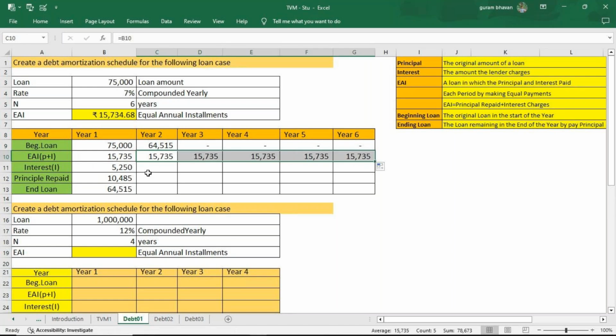It is done. Now interest equals, so beginning loan into 7%. So here again I'm not going to do the calculation. I'm going to just do my fill handle towards my right. Then principal repaid equals EAI minus interest. I'll take this. Again I'm going to do the fill handle, and here end loan minus principal repaid. So here I'll come and I'll apply. See, at the end of the 6th year, the amount will be 0.